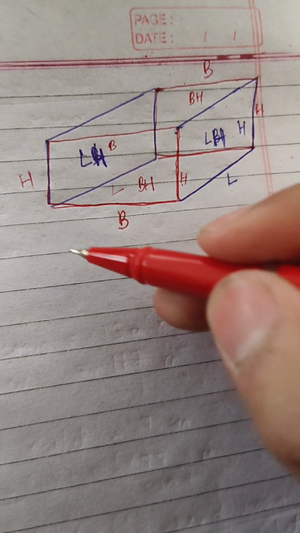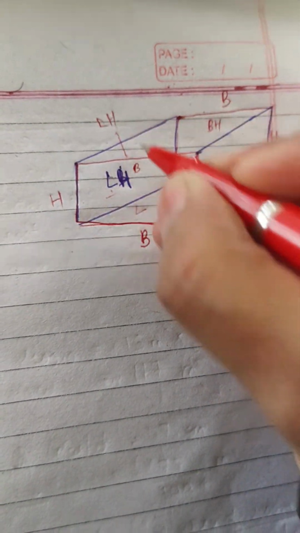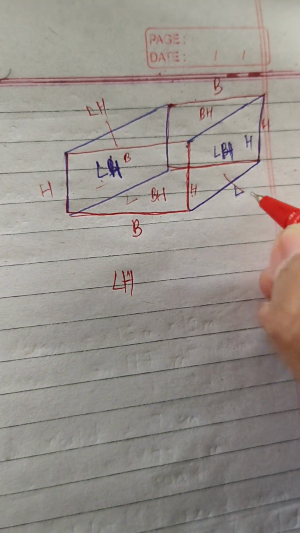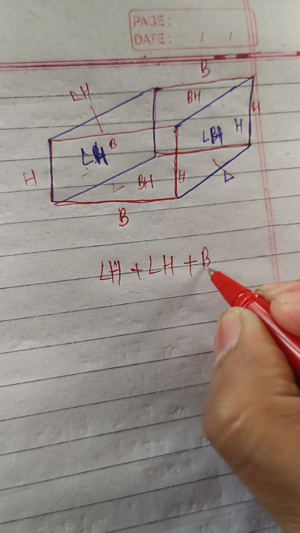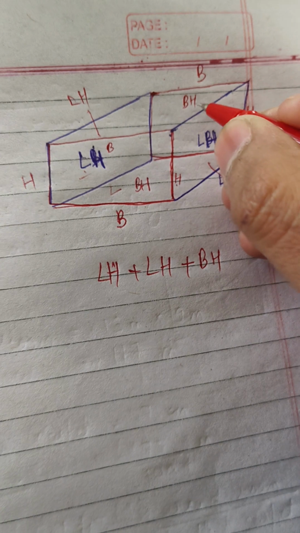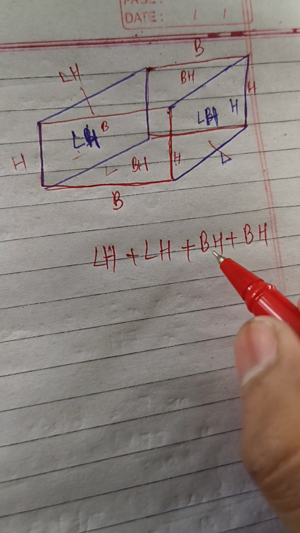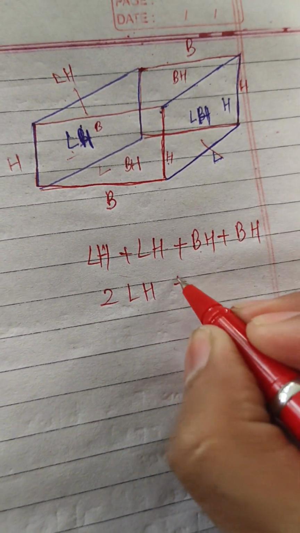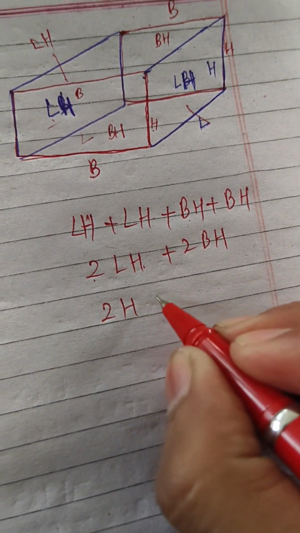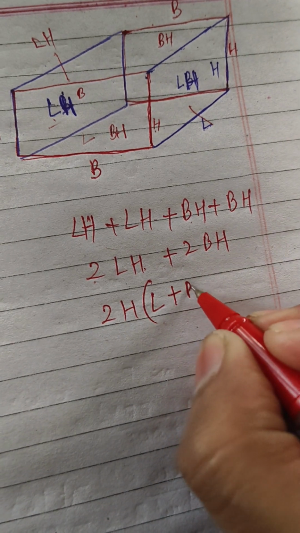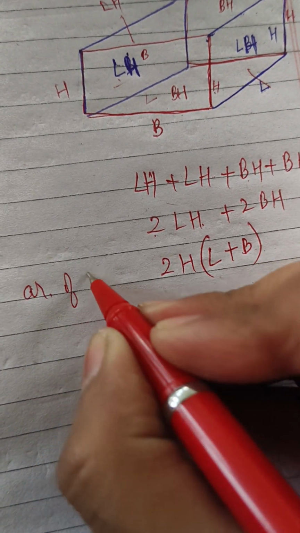So the area of these four walls is equal to LH, the area of this wall, so I'm writing LH. This wall again LH, so I'm writing LH again, plus the area of this wall, BH, and the area of the back wall, that is again BH. So you can see there are 2LH and 2BH, so I can write 2LH plus 2BH. Taking 2 and H common, we get 2H(L plus B), right?